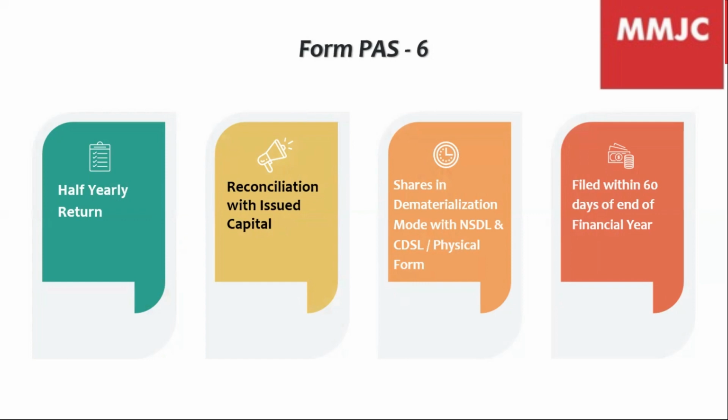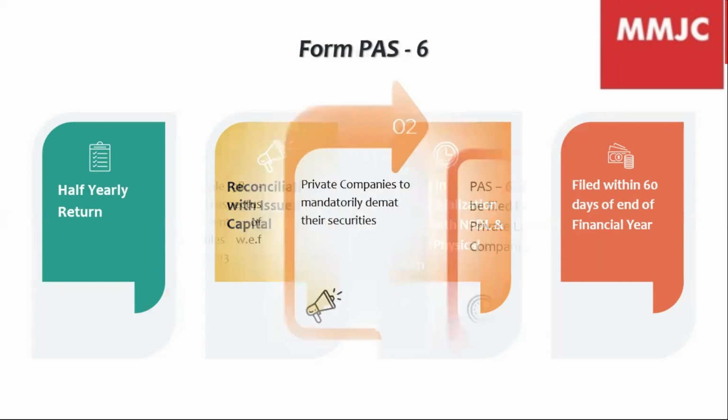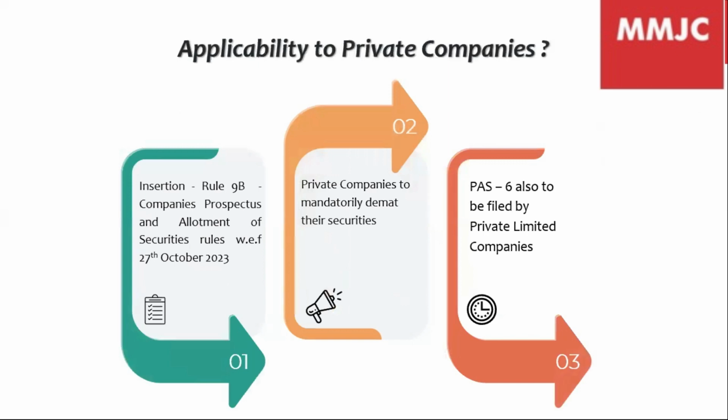Okay. Now, I am aware that unlisted public companies are required to file this form by virtue of Subrule 8 of Rule 9A of the Companies (Prospectus and Allotment of Securities) Rules 2014. But how does this form become applicable to private companies? As we are all aware, by inserting Rule 9B to the Companies (Prospectus and Allotment of Securities) Rules with effect from 27th October 2023, MCA has mandated private companies to dematerialize their securities.